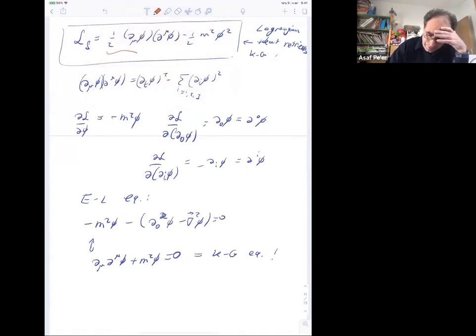This term here, half d mu phi squared, would give the p squared term in the equation of motion, right? So this is called the kinetic term of the Lagrangian. And this second term, minus 1/2 m squared phi squared, gives the mass term in the equation of motion. So this is called, surprise, surprise, the mass term.